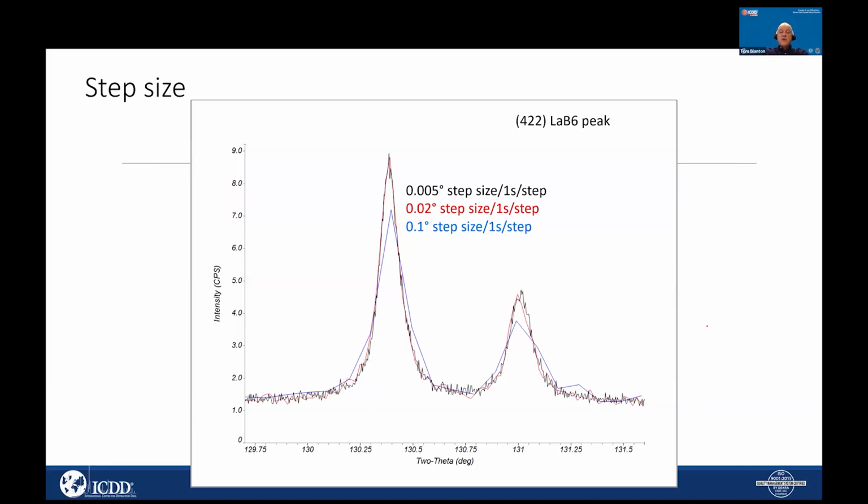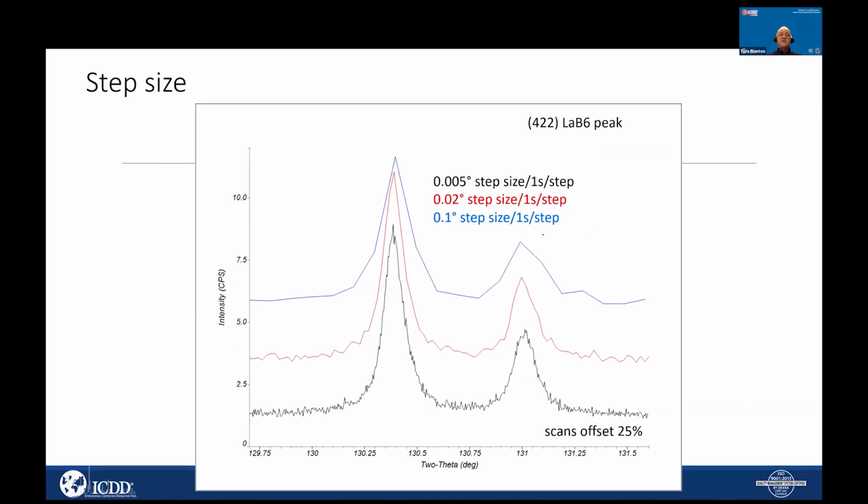So here's our lanthanum hexaboride peak again, and I collected the data at 3 different step sizes, 0.1 degree, 0.02 degree, and 0.005 degree. Now, in a conventional powder diffractometer, the 0.005 is probably too small. At a synchrotron, 0.001 is actually appropriate. So you have to think about, am I in my lab or is this a sample at a synchrotron. If I separate the peaks just so that we can see the difference in the patterns here, what we find is that at 0.1 degree, I'm really missing some of the peak profile.